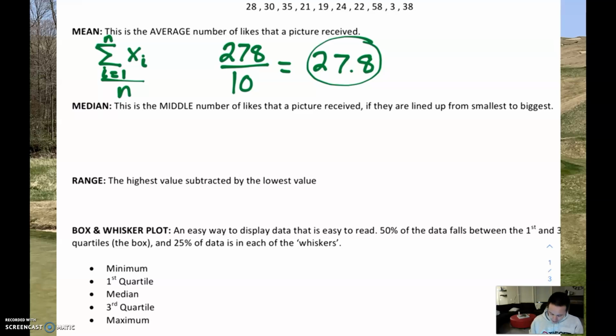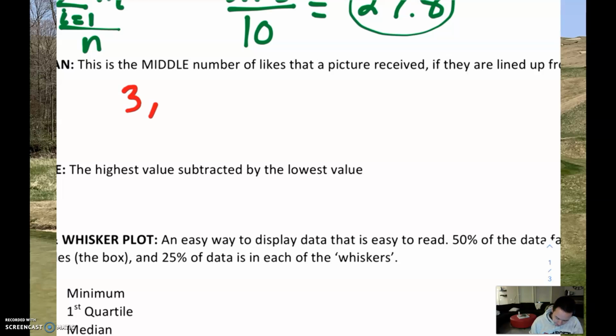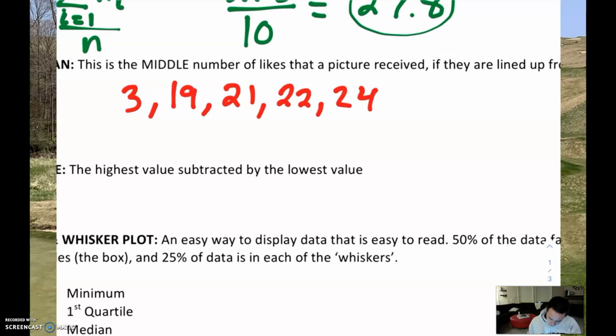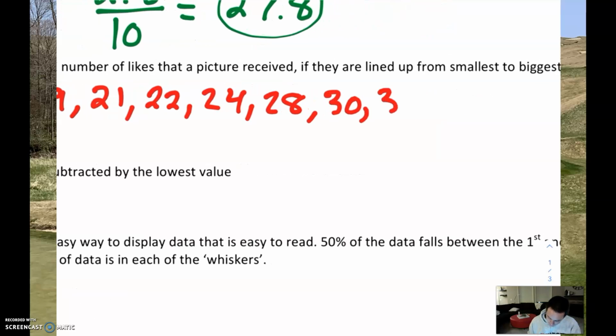The median. This is going to be the middle number of likes that a picture received if they were all lined up from smallest to biggest. So first thing we have to do is line them up from smallest to biggest. So let's go ahead and do that. The smallest number was a 3, then there was a 19, 21, 22, 24, 28, 30, 35, there was a 38, and then that one really good post at the end, 58.